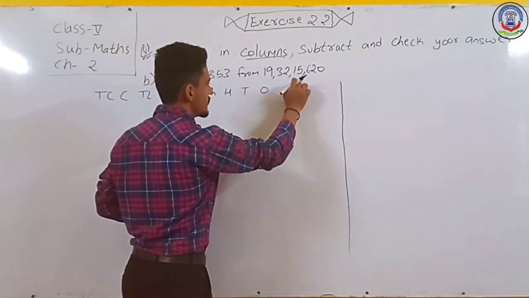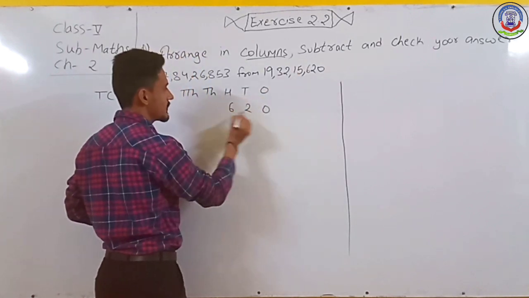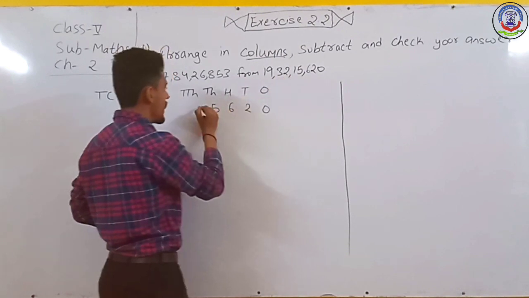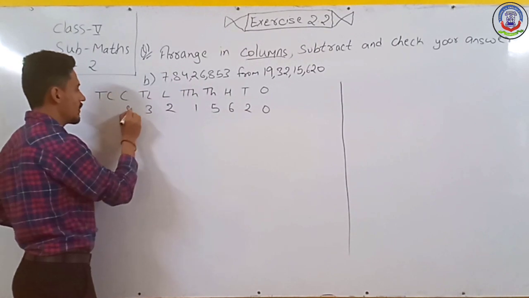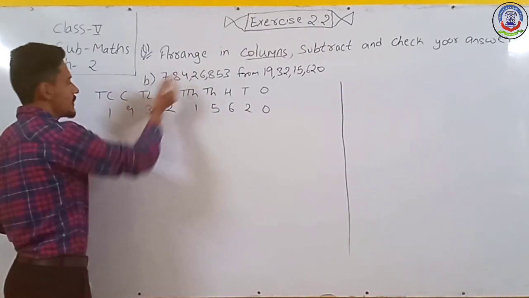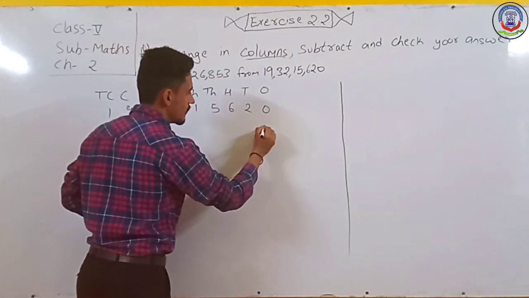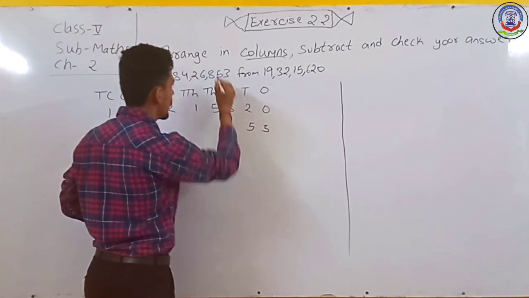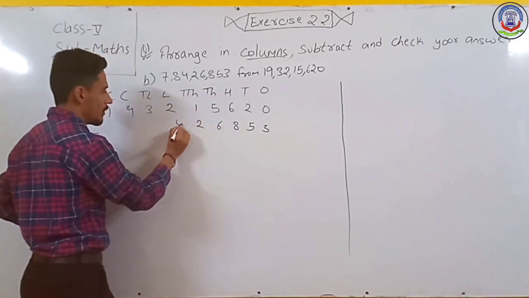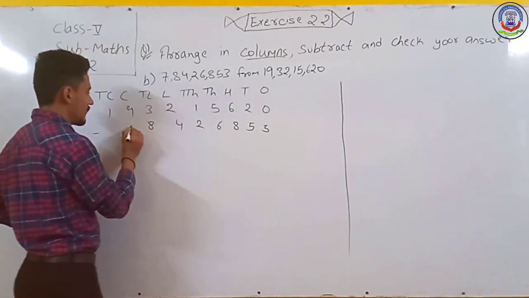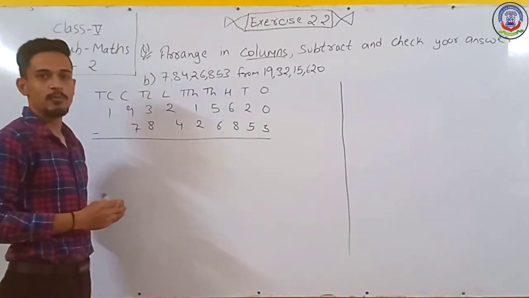So first we write this number: 0, 2, 6, 5, 1, 2, then 3, then 9, then 1. Now we have to subtract, so we put the subtract sign here. Next we write this number: 3, 5, 8, 6, 2, 4, 8, 7. So we have to subtract this number from this. So let's start from rightmost.